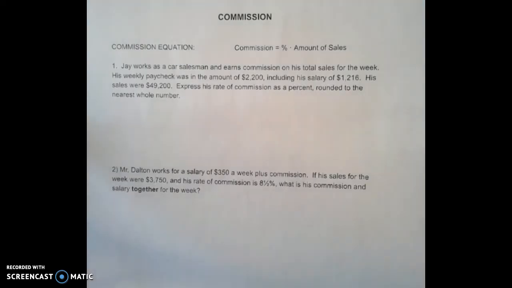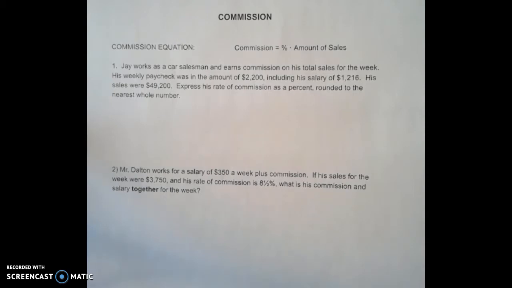Commissions are the next percent money problems that we're going to look at. People that sell things for a living get to keep a percentage of their sale, which is called a commission. The commission equation: commission is equal to a percentage of the amount of sales. Jay works as a car salesman and earns a commission on his total sales for the week.